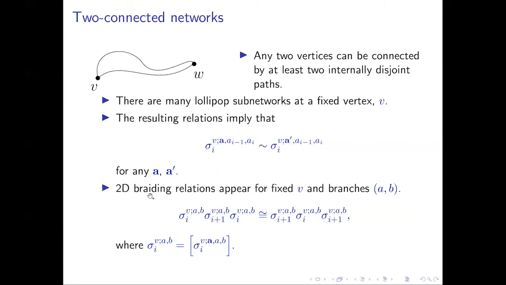So what it means is that for two connected networks, we reproduce some of the two-dimensional braiding relations, but they are for a fixed vertex in the network and for some fixed branches. So still, in principle, for different branches and different vertices, we have different generators, right? So they are independent.